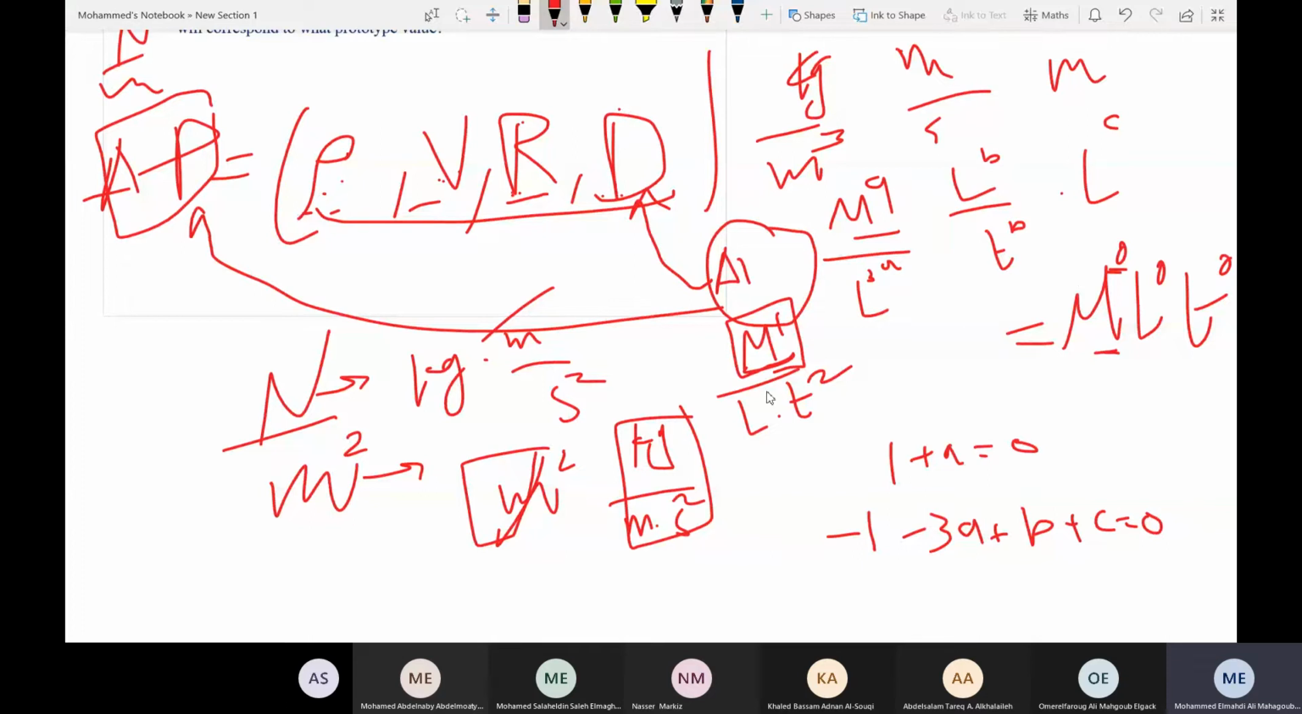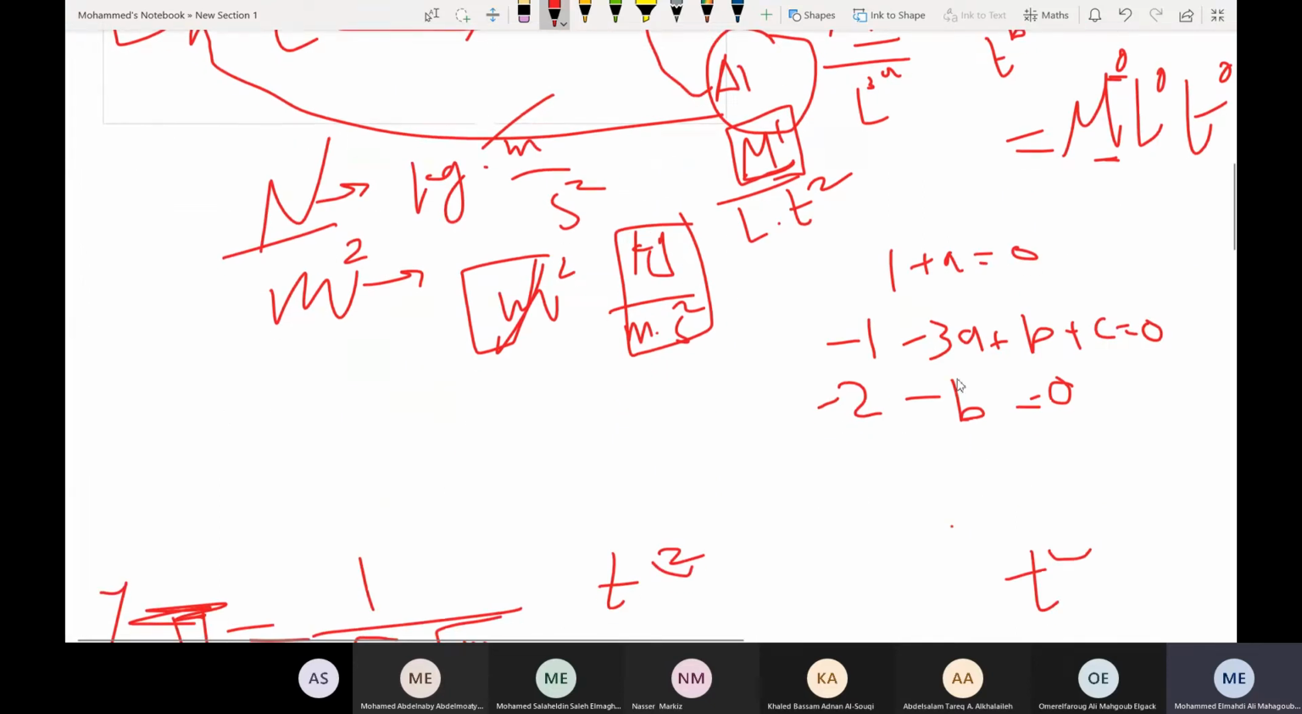Next is T. So we have minus 2, then we don't have T, we have minus B, equal to 0. Solve them simultaneously. Initially A is minus 1 and B is minus 2. Substitute them to calculate C: minus 1, minus 3A, where A is minus 1, so it will be positive.